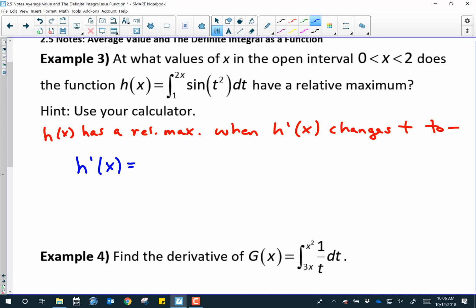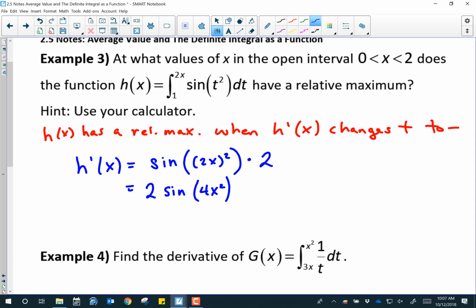Okay, so now I'm going to do that. I don't need to know the integral of sine of t squared. You just say that's sine of 2x squared, which ends up being sine of 4x squared, times the derivative of 2x, which is 2, minus the bottom limit, which is a constant whose derivative is 0. We don't have to write that down. That is our derivative. Let's clean that up: we get 2 sine of 4x squared.